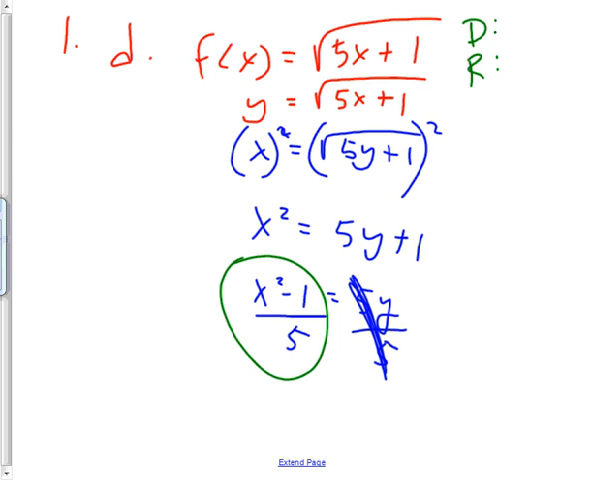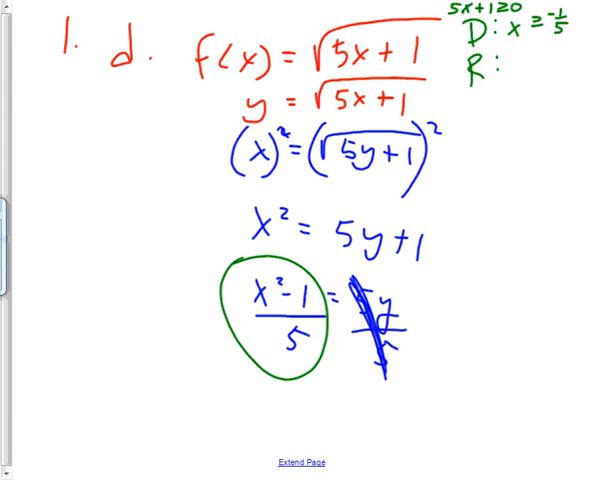So what's the domain of the original one? Domain is everything that will not screw up the function, but I have something that could screw it up. So 5x plus 1 has to stay greater than or equal to 0. Once I solve that, I subtract 1 from both sides and divide by 5. X has to be greater than or equal to negative 1/5. That's the domain of my original. So later, it'll become the range of my inverse.